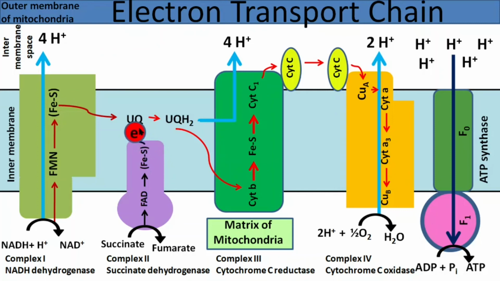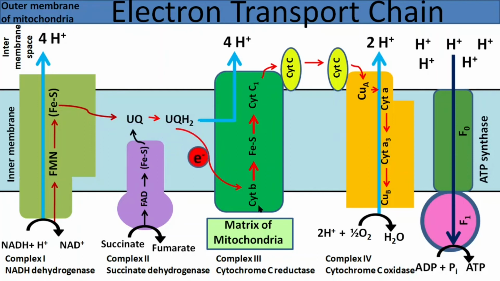From here, the steps are the same as they were for NADH oxidation. After accepting electrons, ubiquinone undergoes reduction and forms ubiquinol. From ubiquinol, the electrons are passed on to complex 3.